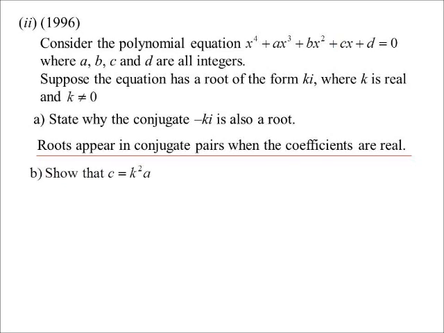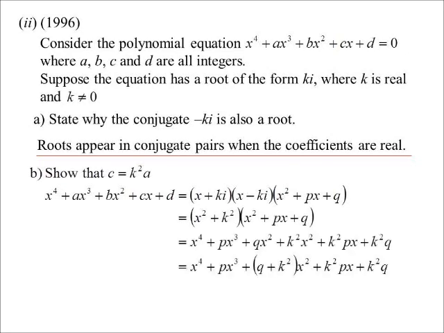So I'm going to factorise, you'll notice. They've told me ki is a solution, so I know x plus ki is a factor. I know x minus ki is a factor. The other factor would be a quadratic. So I've written it as x squared plus px plus q.